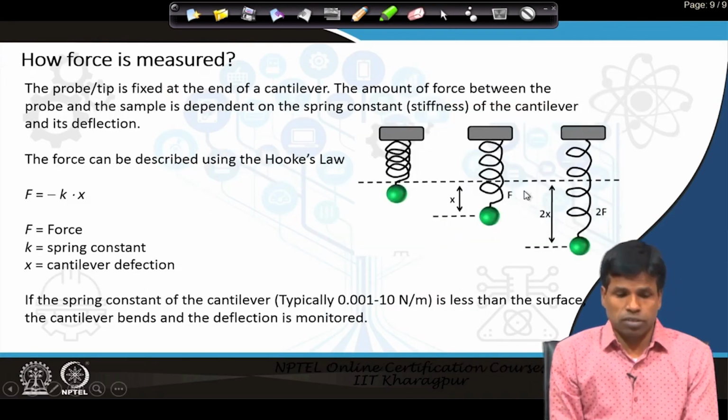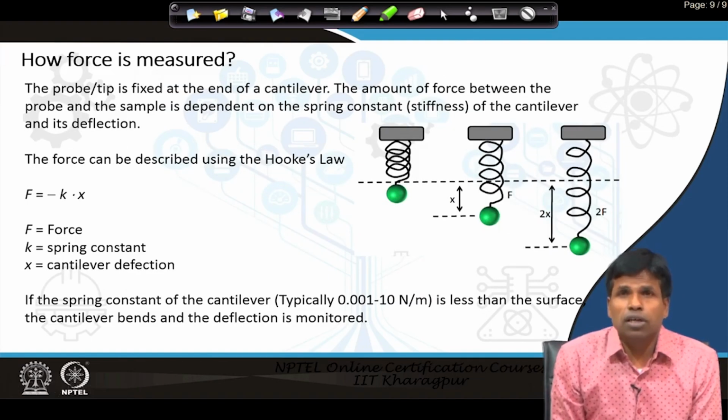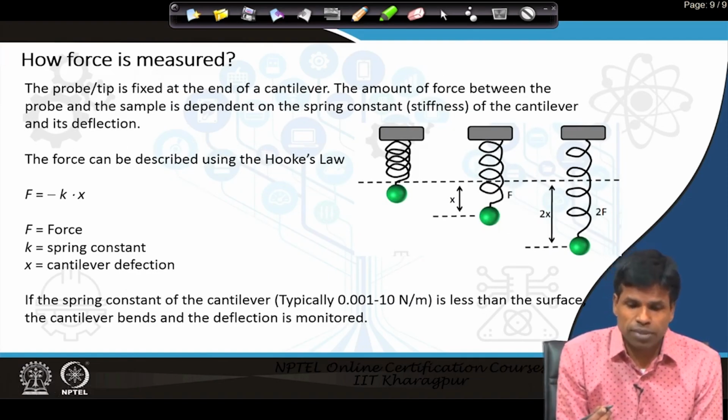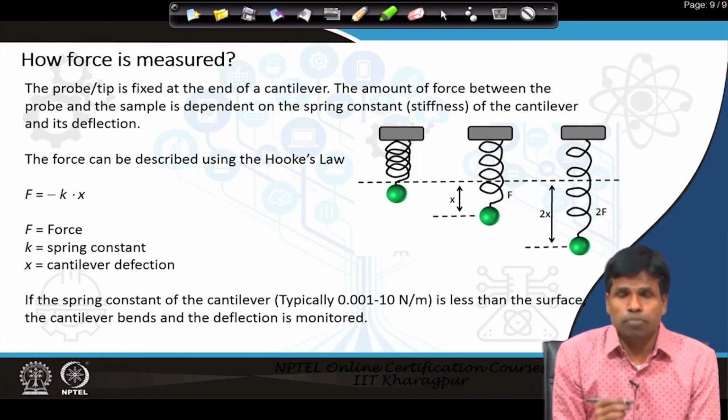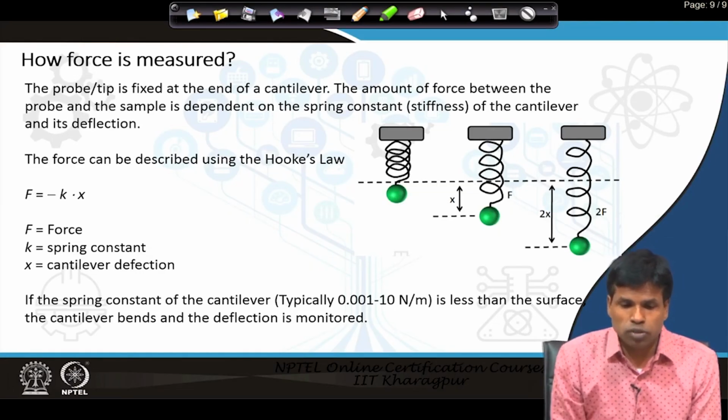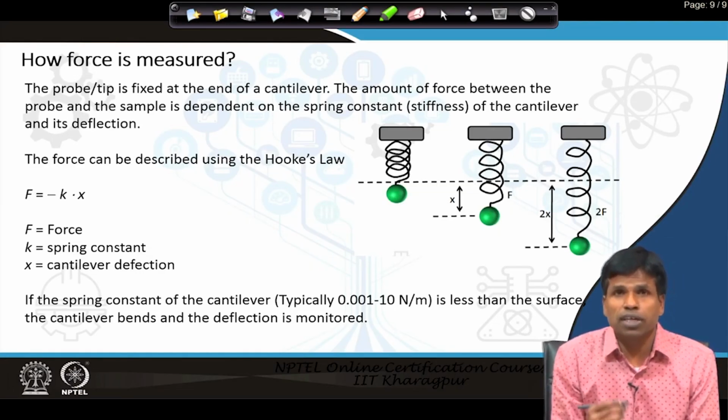So, how is force measured? As you see here, we use a cantilever, and the probe tip is fixed at one end of the cantilever, and the amount of force between the probe and sample depends on the spring constant of the cantilever and its deflection.